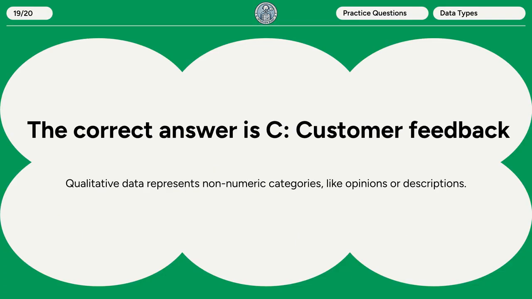The correct answer is C. Customer feedback. Qualitative data represents non-numeric categories, like opinions or descriptions.